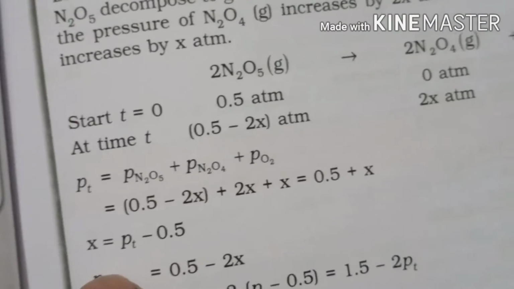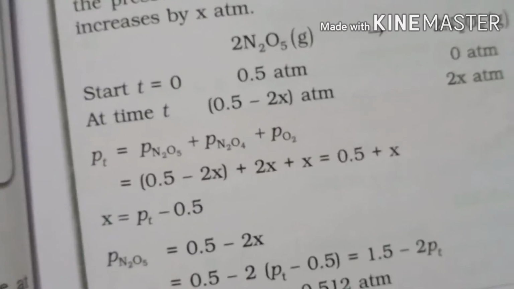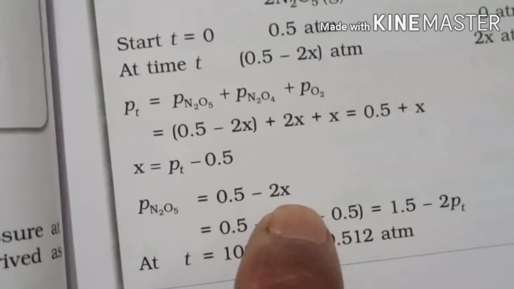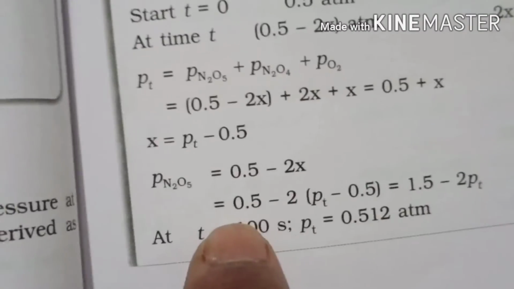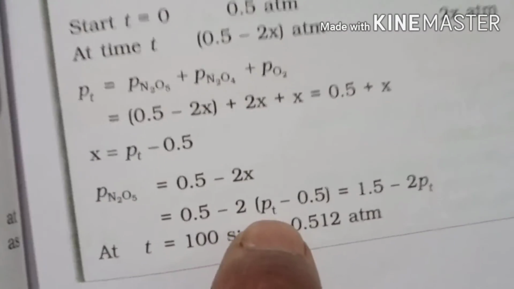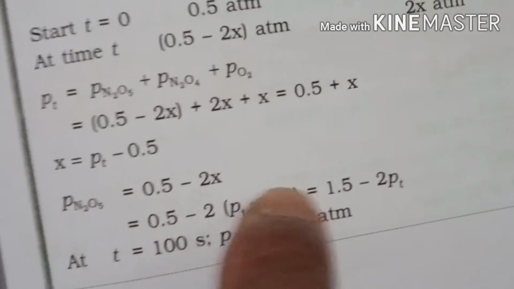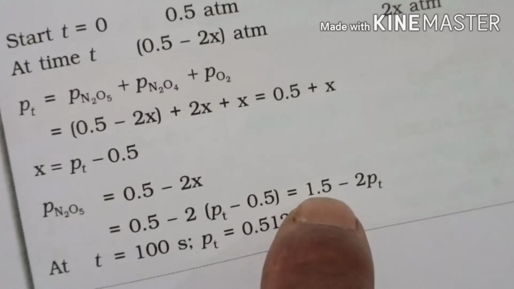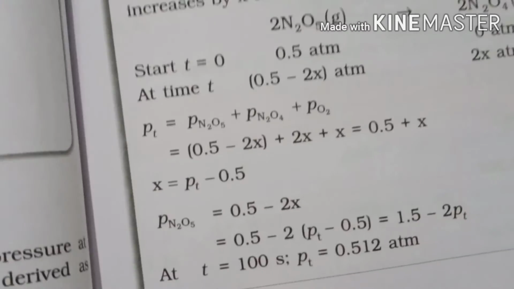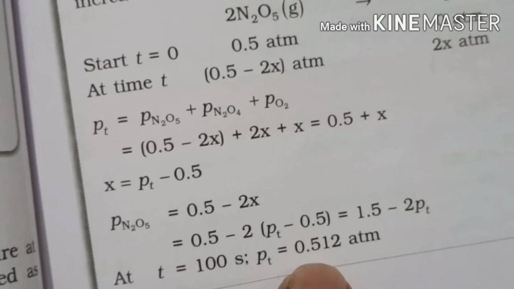So therefore x equals PT minus 0.5. So P of N2O5 equals 0.5 minus 2x. So here instead of x you substitute this value, then you will get 0.5 minus 2 times PT minus 0.5. So when these two numbers are multiplied, you will get 1.5 minus 2 PT. So at T equal to 100 seconds, again PT becomes 0.512 atm.